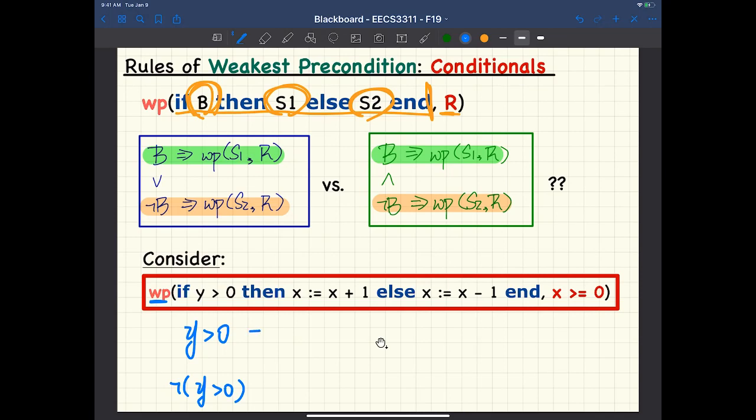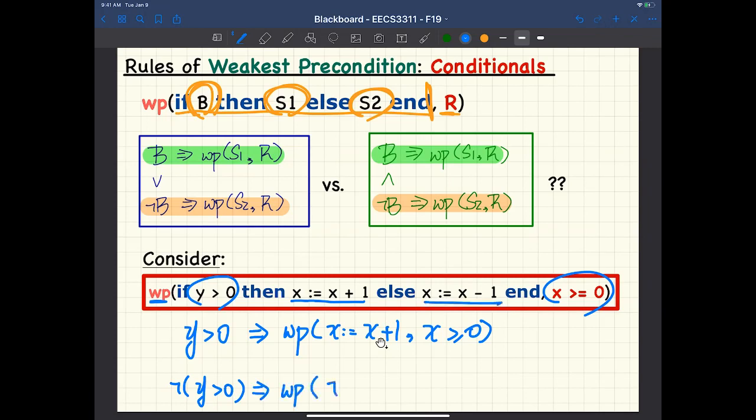If y is larger than 0, that means I'm going to execute this particular branch, right? So that means if y is larger than 0, WP for x assigned to x plus 1. What would be the WP to establish x larger than or equal to 0? Are we okay with this? And then if this condition evaluated to false at runtime, just not the other case, that implies that WP for x is assigned to x minus 1, x larger than or equal to 0.